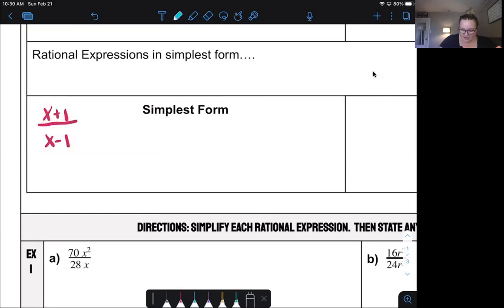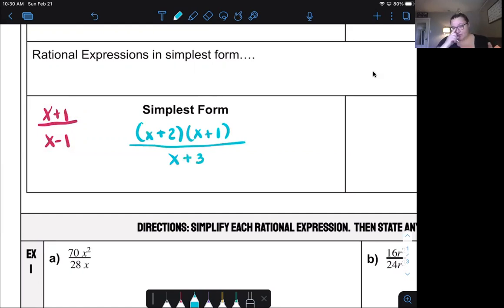Another example of a rational expression might be x plus 2 times x plus 1, all divided by x plus 3. Another rational expression could be 2 divided by x. And all three of these examples are in simplest form. That means they cannot be simplified any further.